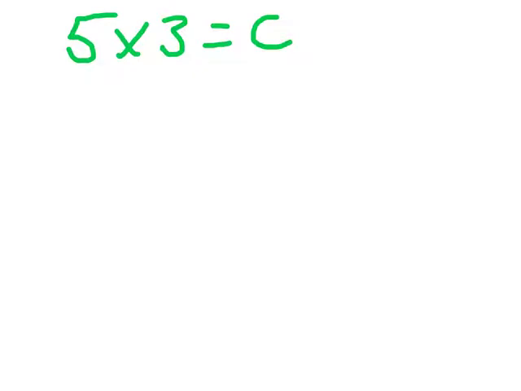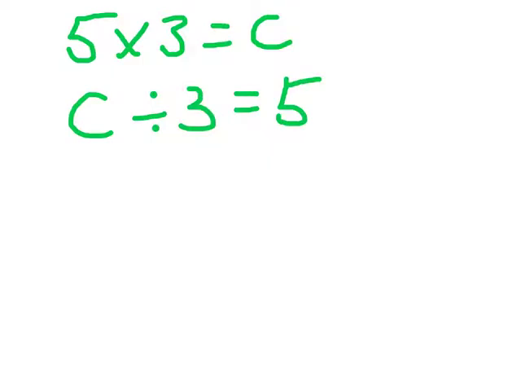So if 5 times 3 is equal to C, that's 5 groups with 3 in each group. Let's see if we can turn this around and create a division equation with these same numbers. Remember, division is the opposite of multiplication. So if 5 times 3 is equal to C, then if we went backwards, it would be C divided by 3 is equal to 5. And so we could ask ourselves, what number, if we divide it into 3 equal groups, will give us 5 in each group? And the answer we know is 15, but we could also say C divided by 5 is equal to 3. It's the same thing.